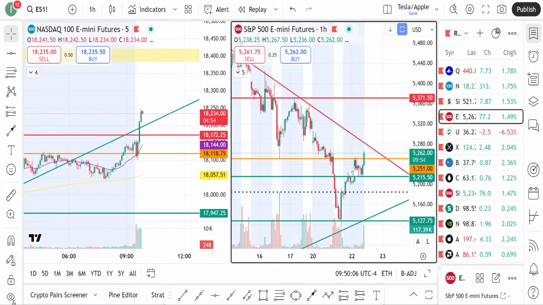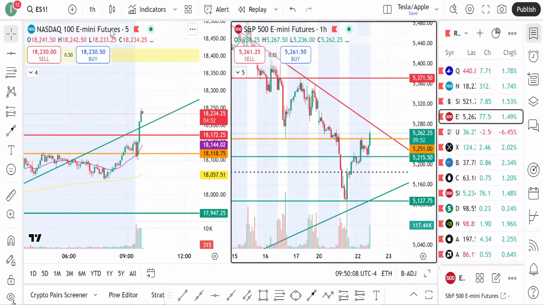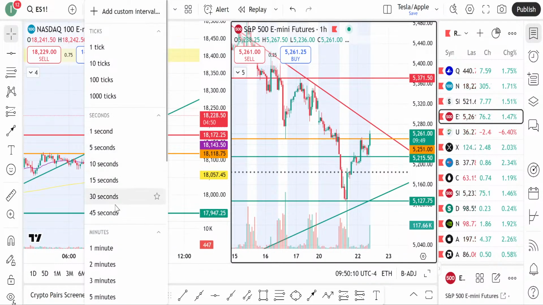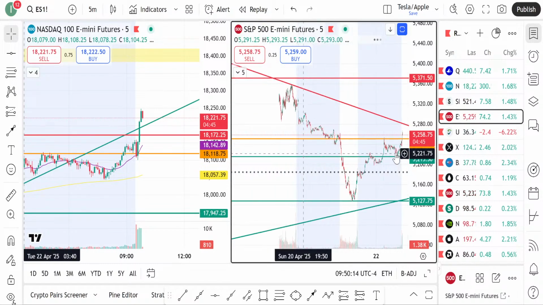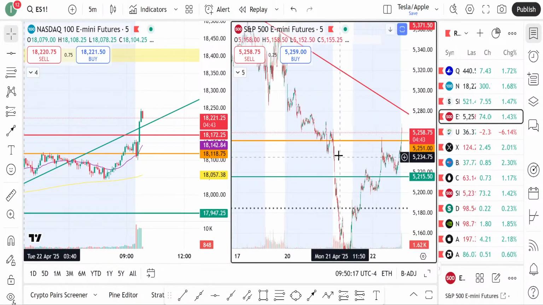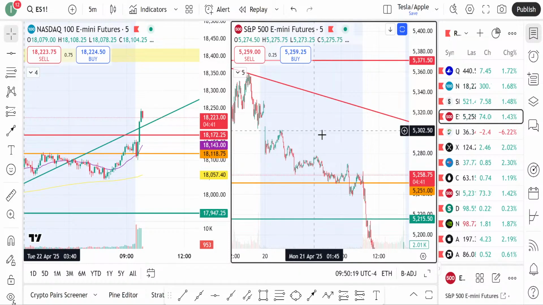All right, now we have everything marked up on the ES. Let's go down to the 5-minute. And we also got a gap here.